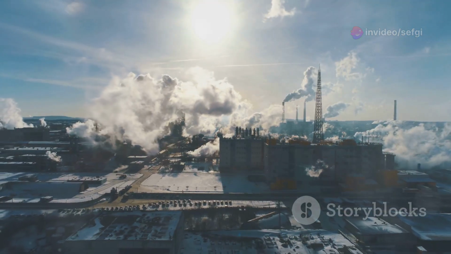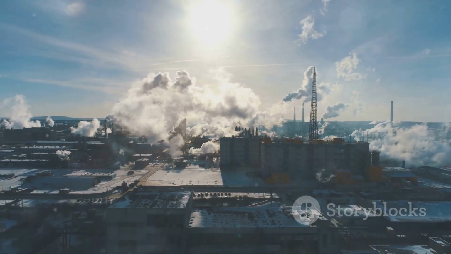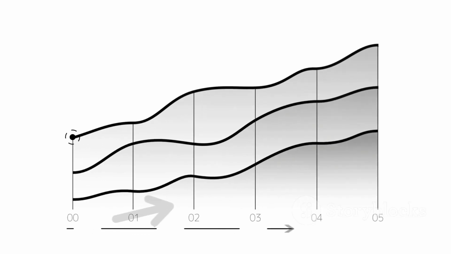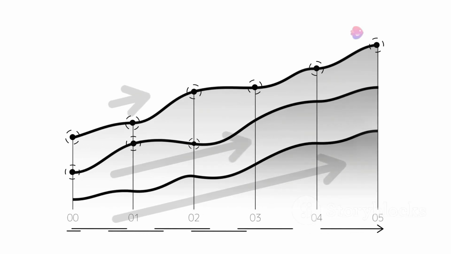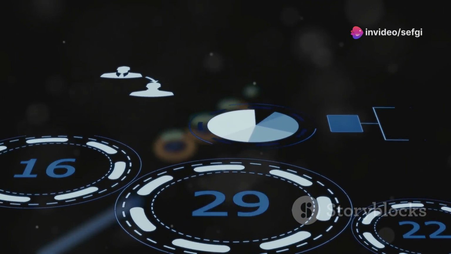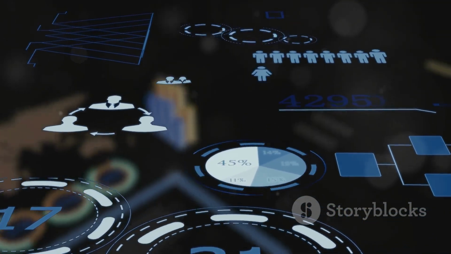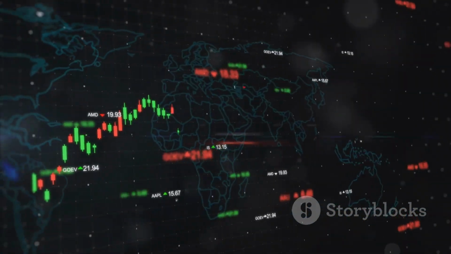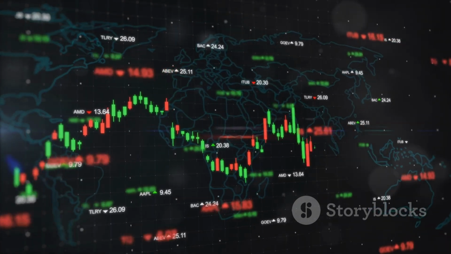It doesn't account for income inequality or environmental sustainability. Economists use GDP growth rates to assess economic health. A significant decline in GDP can indicate a recession. Alternative measures like the Human Development Index and Genuine Progress Indicator have emerged. These indices incorporate factors beyond economic output, providing a more comprehensive assessment of progress.